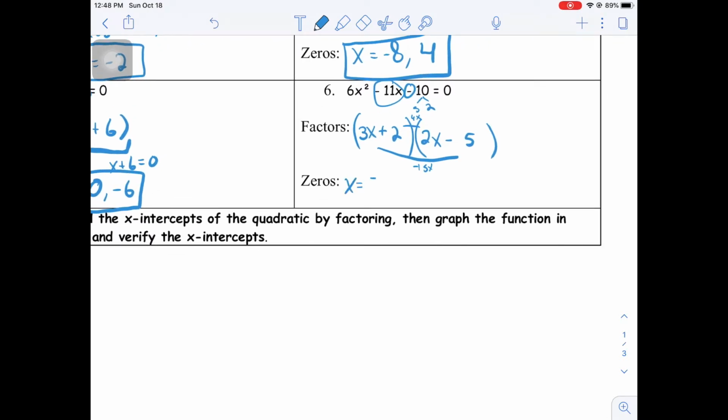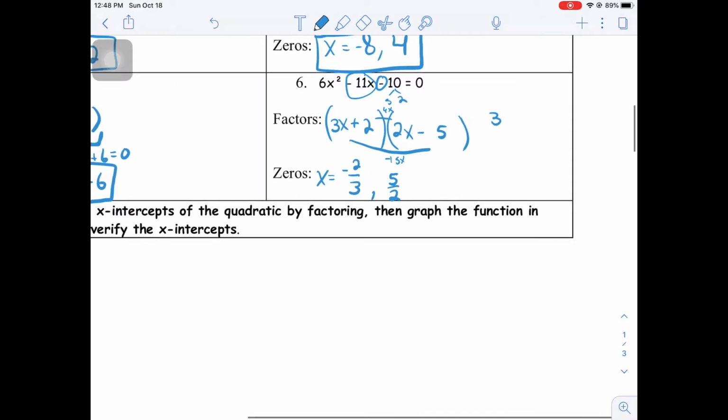So then our answers would be x is equal to negative 2/3 and x is equal to 5 halves, right? How did you get that? 3x plus 2 is equal to 0, so that would be 3x is equal to negative 2. X is equal to negative 2/3. And then 2x minus 5 is equal to 0, so 2x is equal to 5, which means x is equal to 5 halves.